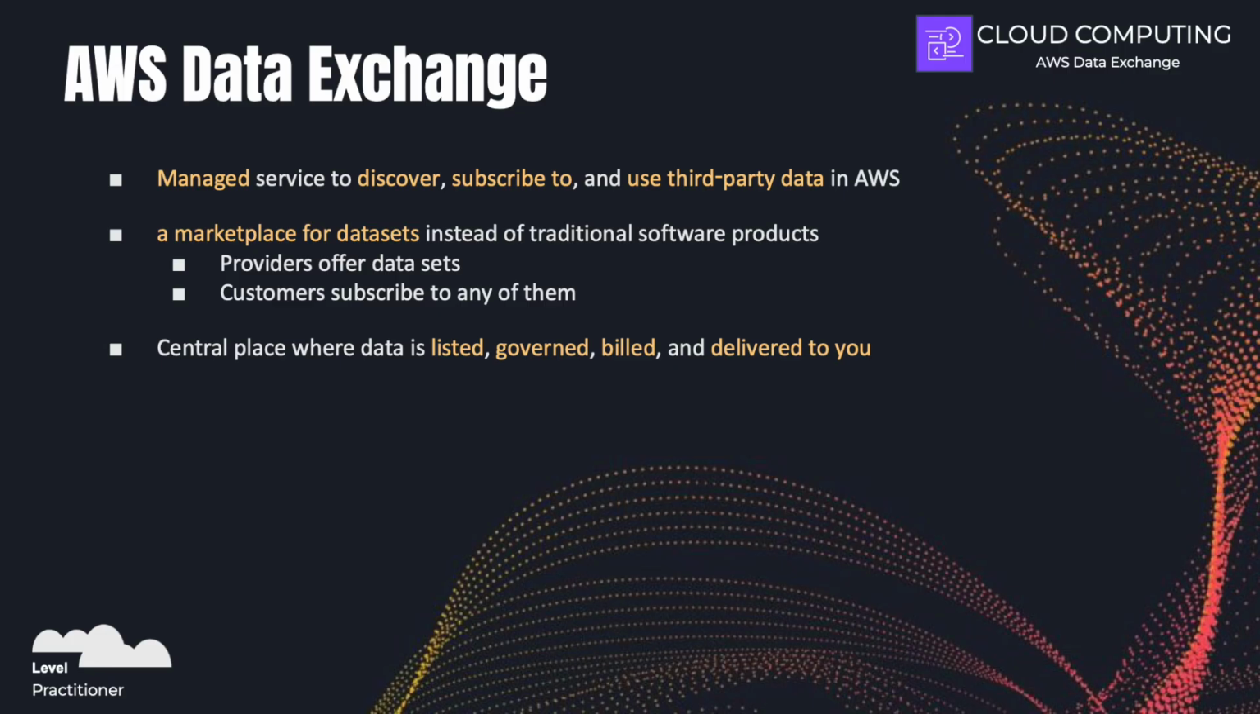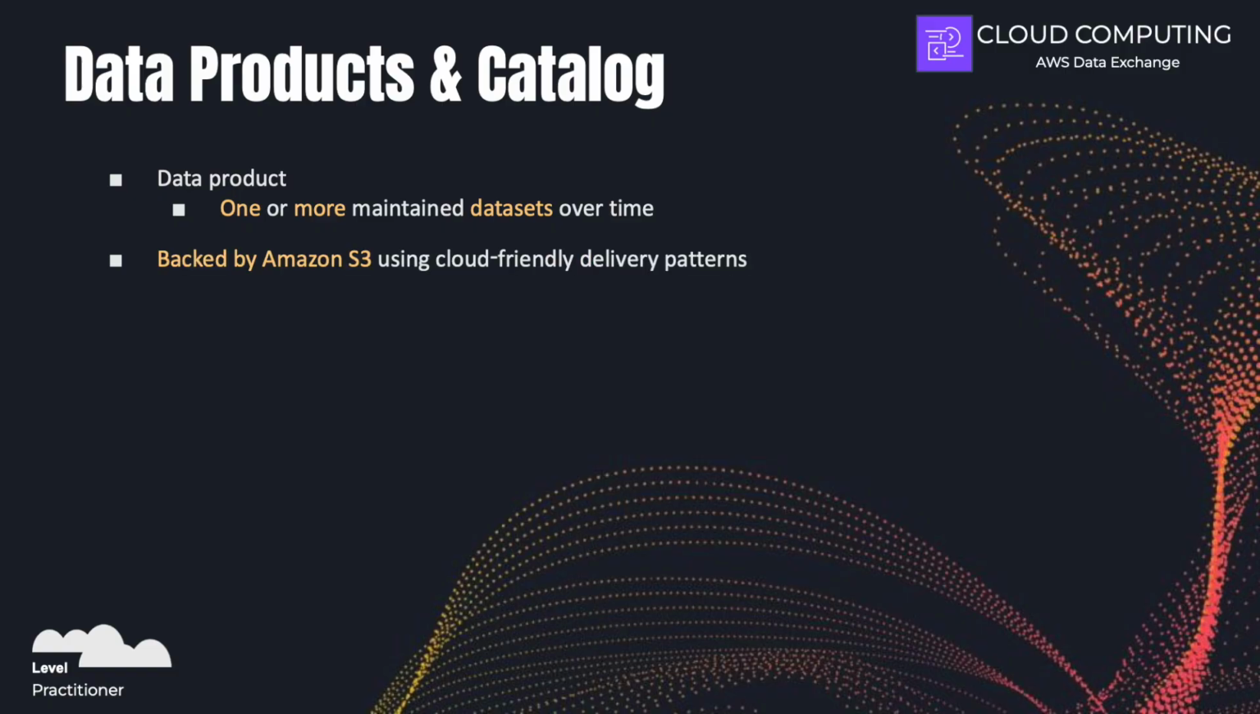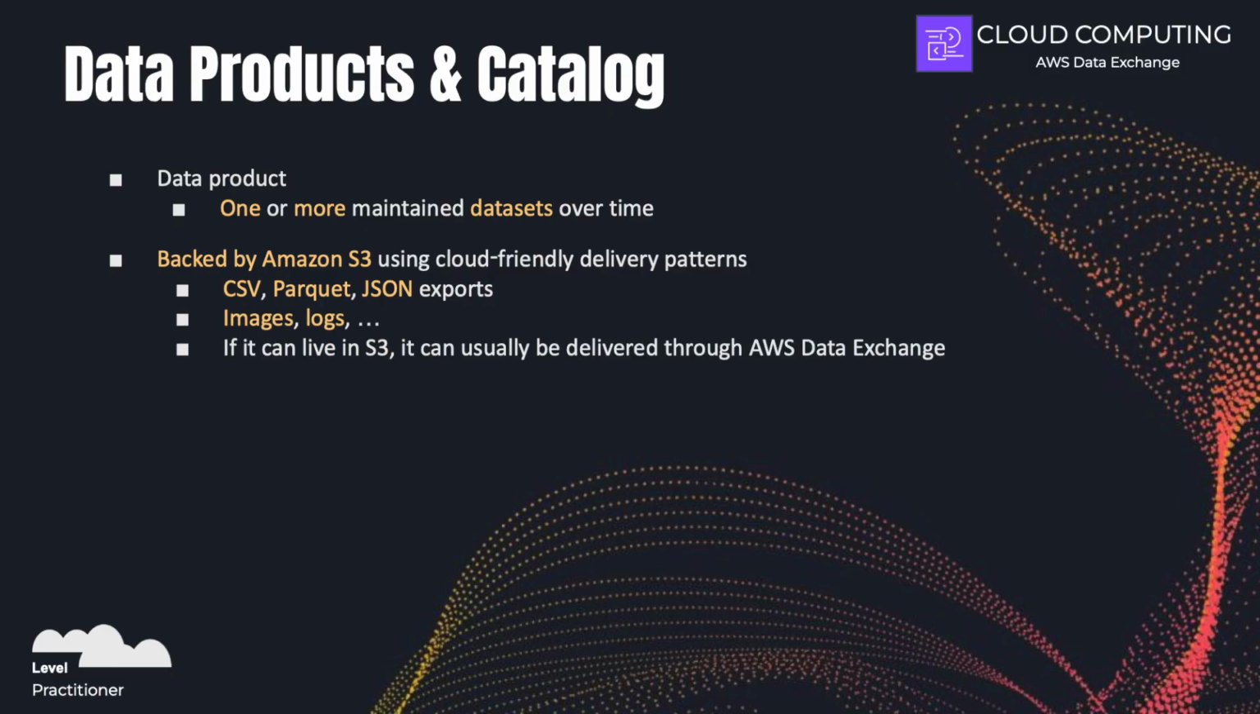so you can plug it into your workloads. Data in AWS Data Exchange is offered as data products, and each data product is basically one or more datasets that the provider keeps updated over time. Under the hood, the data is stored in Amazon S3, so you see familiar formats such as CSV, Parquet, JSON exports, images, or log files. If it can live in S3, it can usually be delivered through this service.